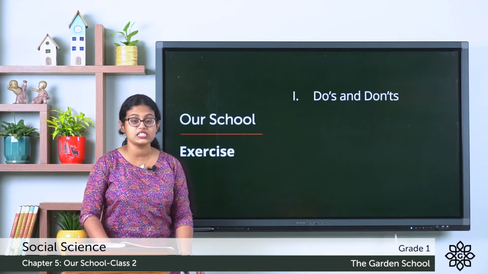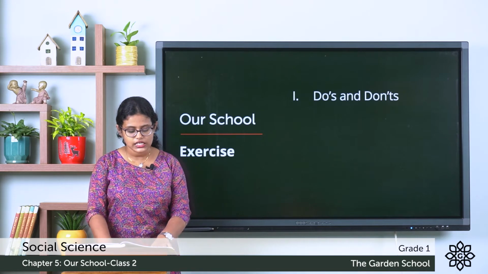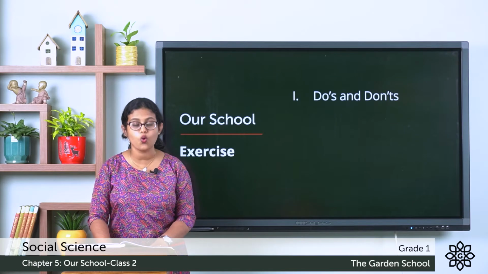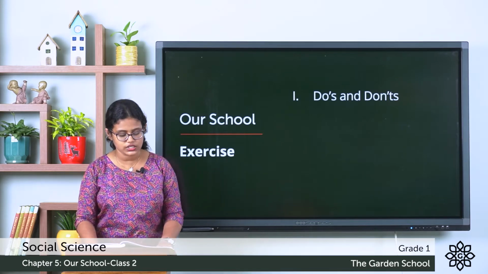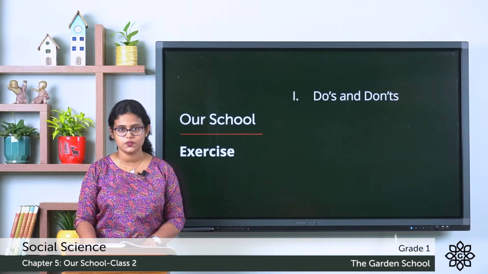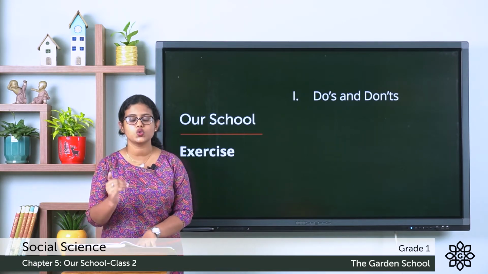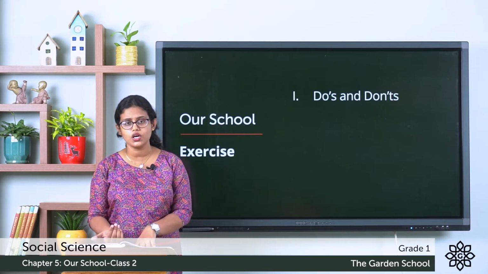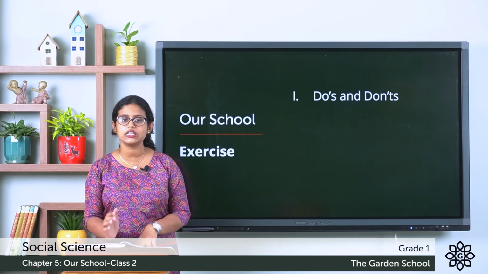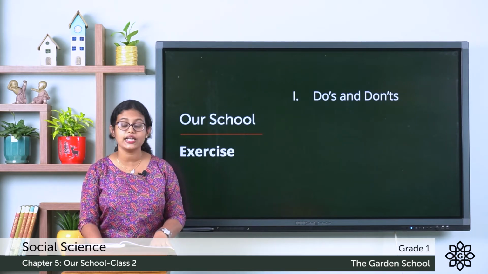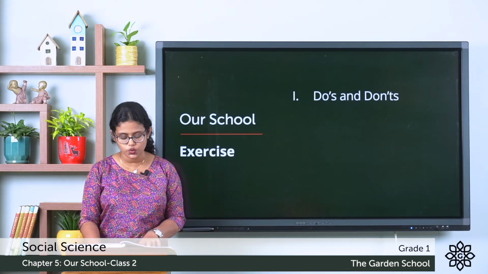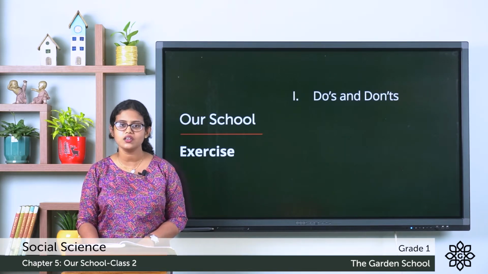First, let's discuss the first one, that is tick the things that we should do in a classroom and cross what we should not do. See the first one, use kind words to speak to one another. We need to do that, right? We should always use kind words when we speak to one another. So you have to tick in that box. The second one is hit other children. You should not do that. So you have to put a cross in that box.